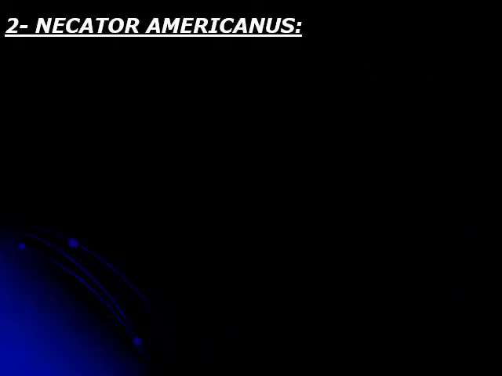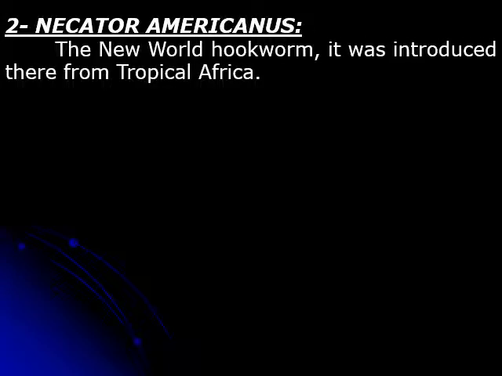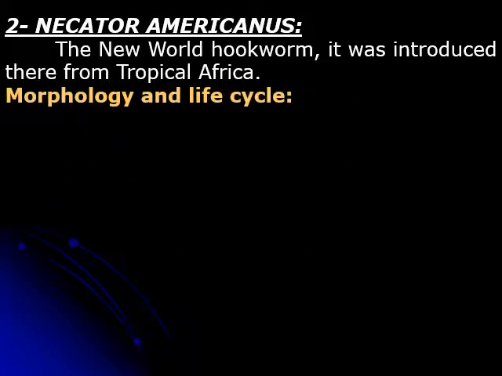This is the other type, or the second type, of hookworms, which is Necator americanus. They call it Americanus even though the origin of this worm is Central Africa. It is called the New World hookworm because it was first recorded in America, but it was introduced there from tropical Africa during the slave trade.